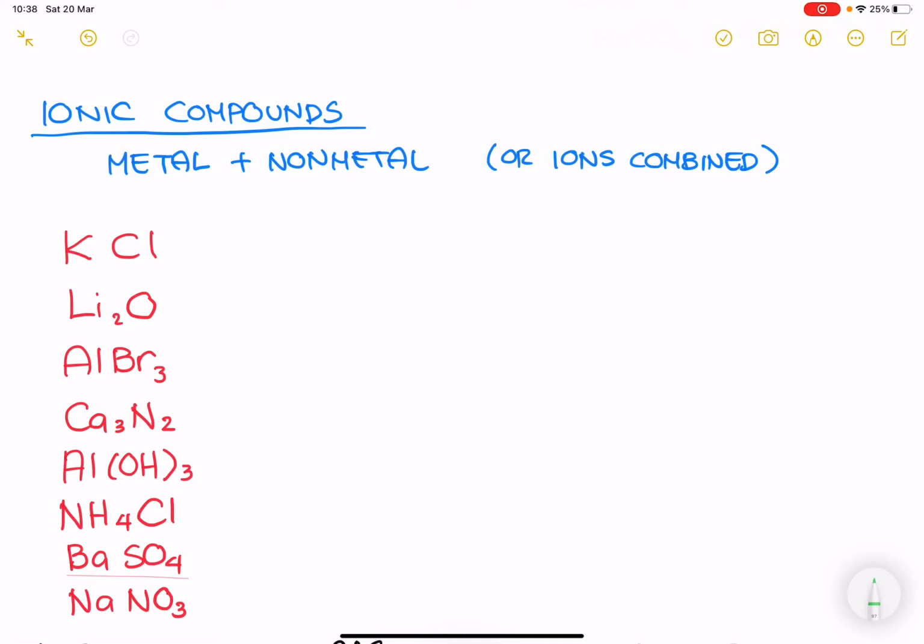For example, KCl. K is called potassium, Cl is chlor, followed by IDE. We call it potassium chloride. Li2O, we combine the names lithium and oxygen, so we follow the root, and IDE, we call it lithium oxide.